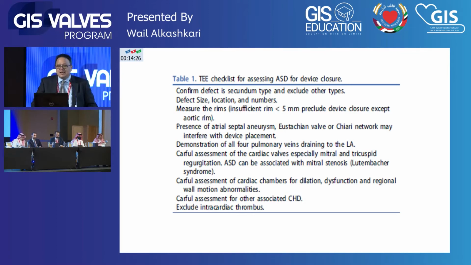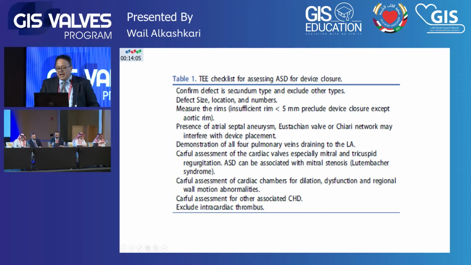That is the TEE, or the thoracic checklist, for doing a secundum ASD. Confirm the defect that is secundum and rule out other types, size, location, and number. Measure the rims; less than 5 in most of the cases precludes device closure.